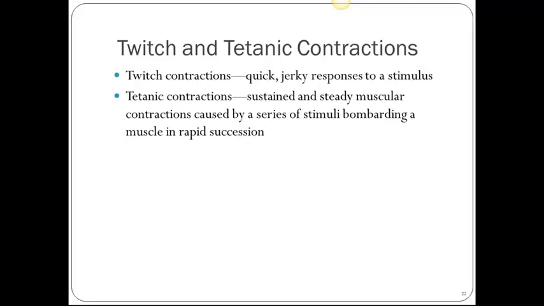Twitch and tetanic contractions. Twitch contractions are quick, jerky responses to stimuli. Tetanic contractions are sustained and steady muscular contractions caused by a series of stimuli bombarding a muscle in rapid succession.